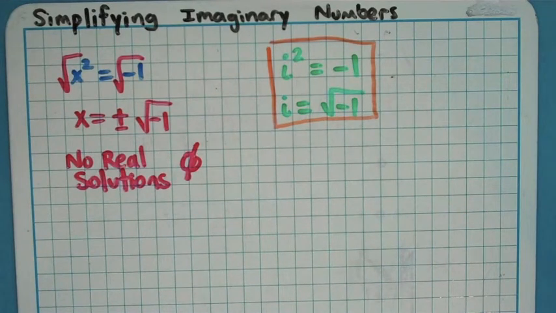So, this is a new type of number called an imaginary number. i is an imaginary number. And we're going to practice doing different operations with imaginary numbers. We might add two imaginary numbers together, or subtract two imaginary numbers, or multiply them, or do all different sorts of things with them, just like we would do with regular numbers. So, this video is just going to focus on simplifying them.